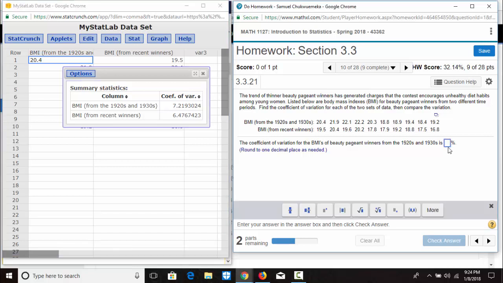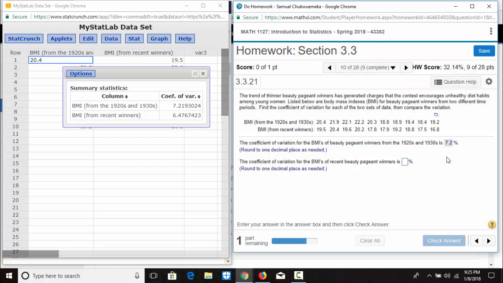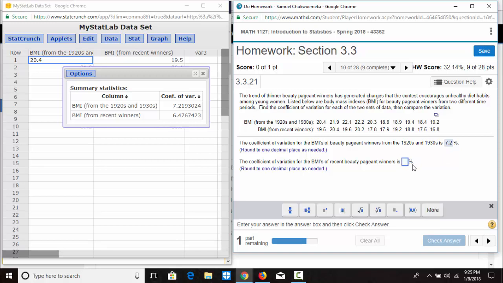So the first one, coefficient of variation is always in percentage. Okay, we put it in percentage. So to 1 decimal place, this is 7.2%. The second one, the BMIs of recent beauty pageant winners, will be 6.5% to 1 decimal place.